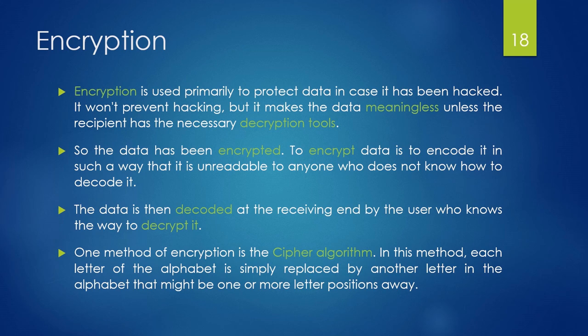One method of encryption is the cipher algorithm. In this method, each letter of the alphabet is simply replaced by another letter in the alphabet that might be one or more letters positioned away.